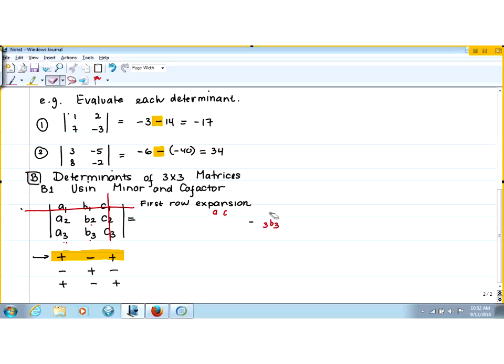Okay, let me make it bigger. I don't think you can see. Can we do it again? So let's start. What do we start with? With the signs, right? So the sign is plus, minus, plus. Then we are going to do first row expansion. So where is it? A1, B1, C1. Am I right?